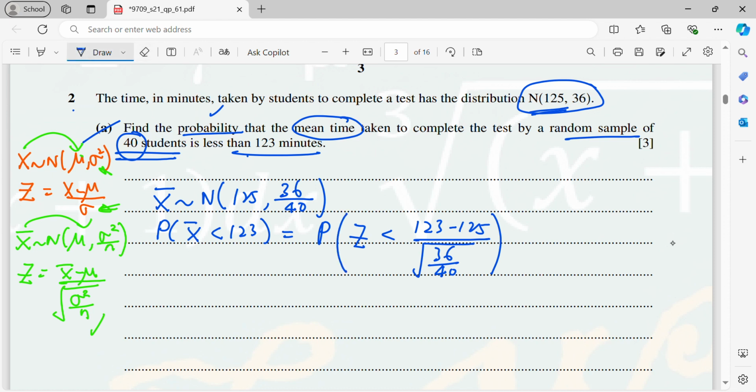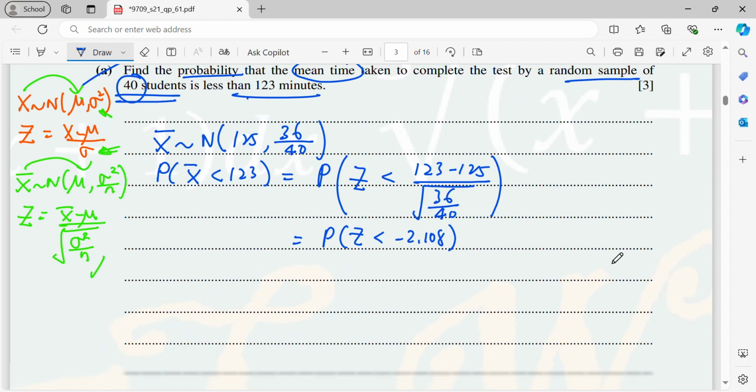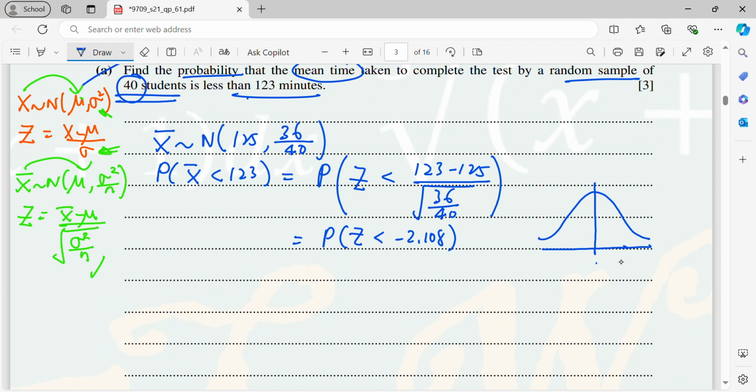So when you calculate this value, this is going to be P(z < -2.108). Now here, I will sketch a graph. The middle value is 0 because it's a symmetrical graph. Less than -2.108, this is the value, and the region is towards the left side.